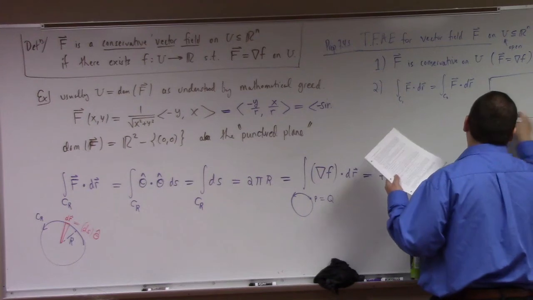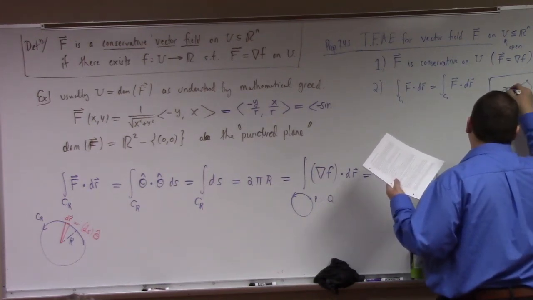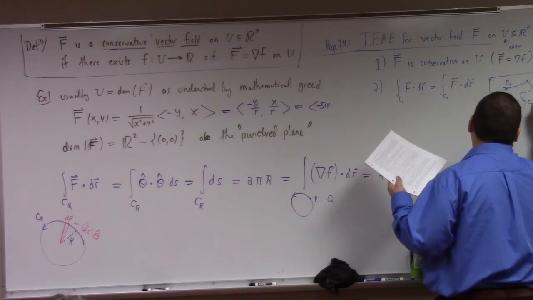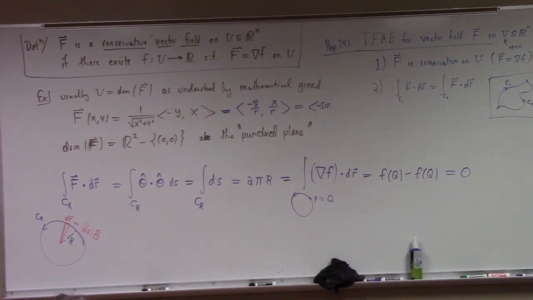And here's a picture to explain what's going on. Here's your C1, here's your C2, here's your universe of discussion U. So for any two paths with the same starting and ending points in U, we get that the line integral of F along C1 is equal to the line integral of F along C2. All of this is succinctly summarized by saying F has path independence on U. The line integral doesn't care about which path you take.